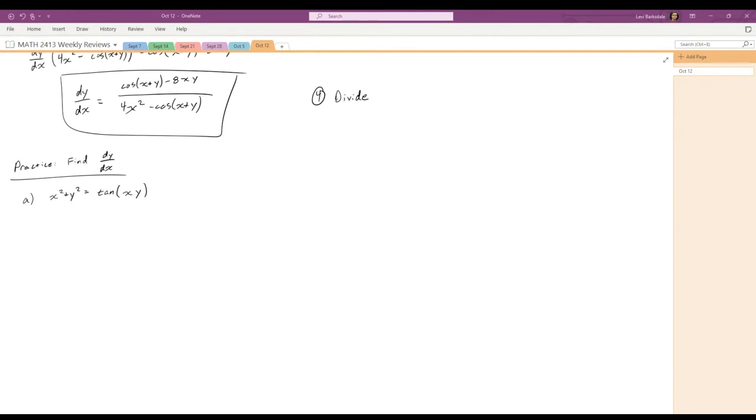Is that an equal sign between the tangent and the y squared?